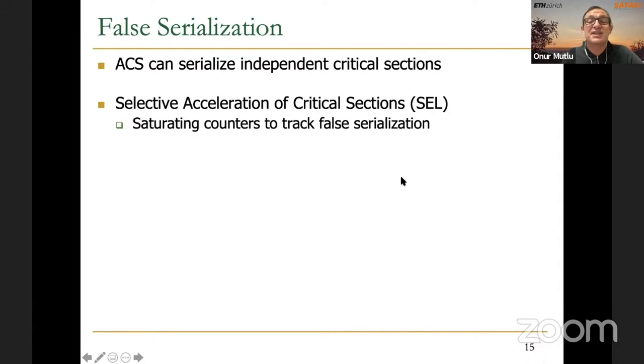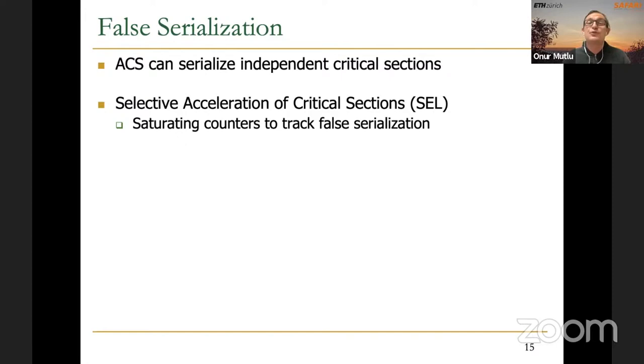Okay, so let me talk about one problem with accelerated critical sections. If you only have one large core, and if you ship all of the critical sections, you can cause false serialization. What does this mean? You can have independent critical sections. For example, a core may be executing critical section A, another core may be executing critical section B, and if these execute in independent cores, they execute perfectly independently because they're completely different critical sections. They don't share any lock, right?